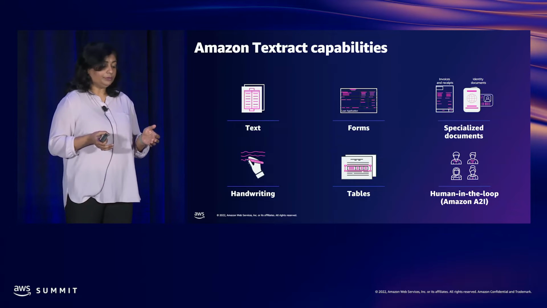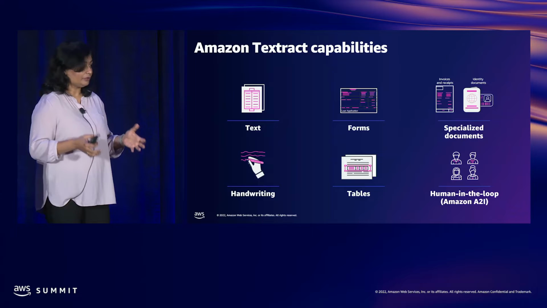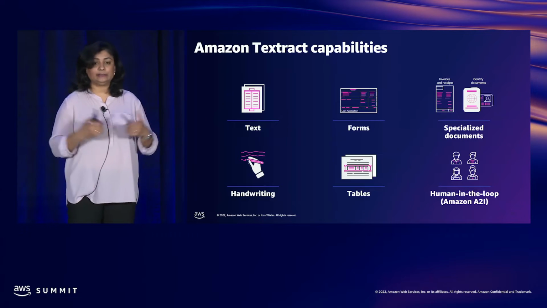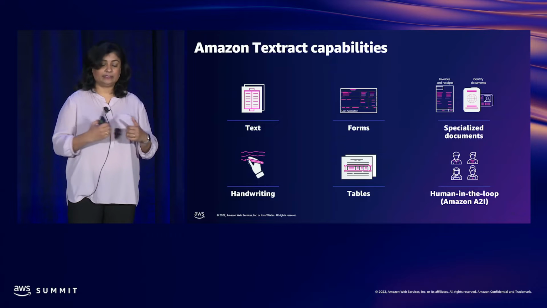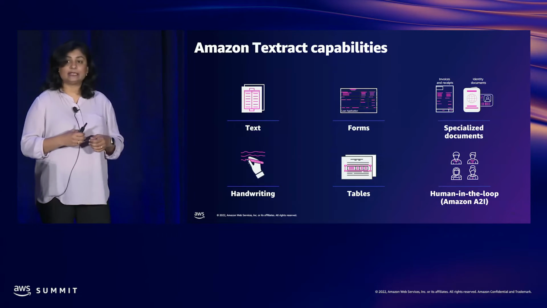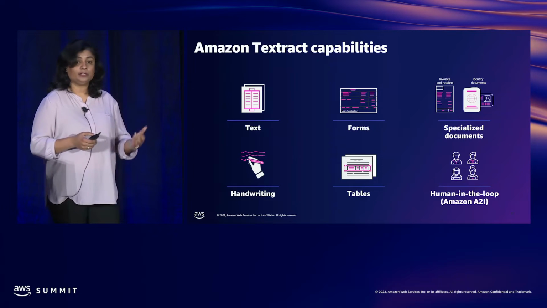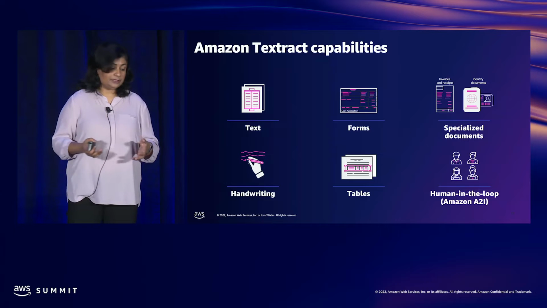We also give you support for forms and tables. So if you want to extract information in a structured manner and you want to retain the relationship between the data that is extracted, whether it's in a key value format or a tabular structure, we have the forms and the tables feature as part of the Analyze Document API.